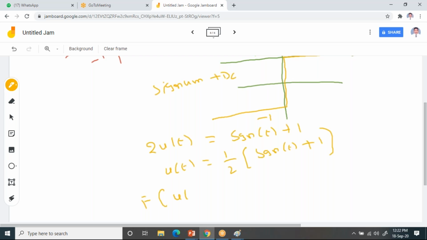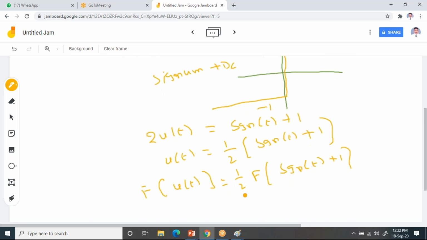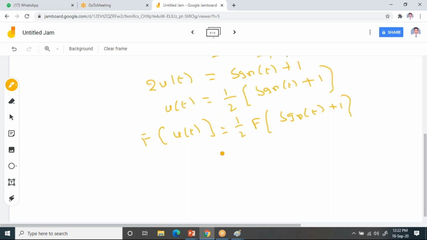So now if I apply Fourier transform to u of t, I'm taking half outside, Fourier transform of sgn of t plus 1. So it looks like a plus b. Now here you need to apply the concept of linearity property, which I'm going to discuss in the next class. But for the time being, you write it like this: half into Fourier transform of sgn of t plus half into Fourier transform of 1.